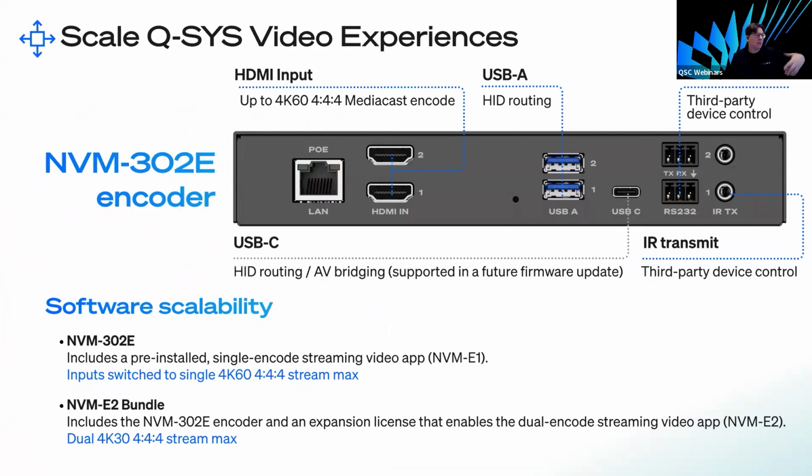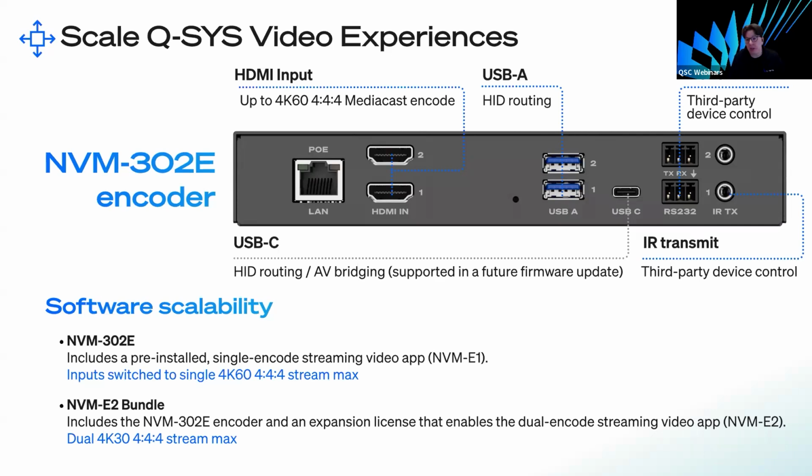Working our way through this, I'm going to talk through all the I/O here. I think it's important to know. There are two HDMI inputs. Both of those inputs can support up to 4K 4:4:4. It is a MediaCast encoder, so we are no longer in the world of Shift. We have a LAN port. We'll talk about the PoE requirements on the next slide.